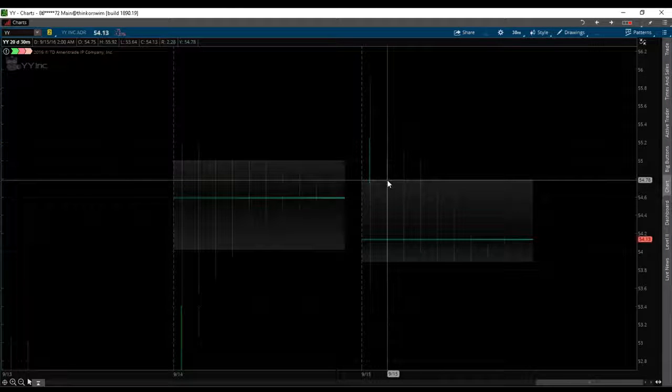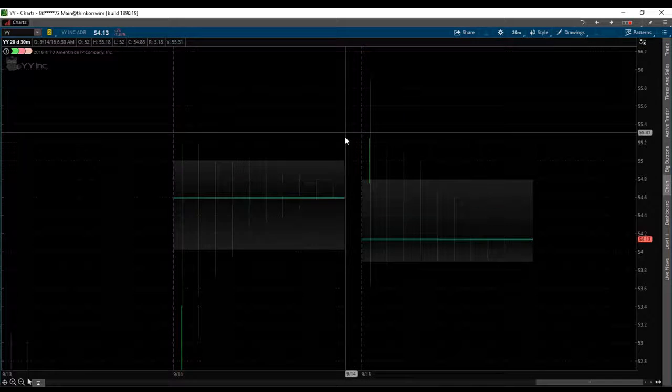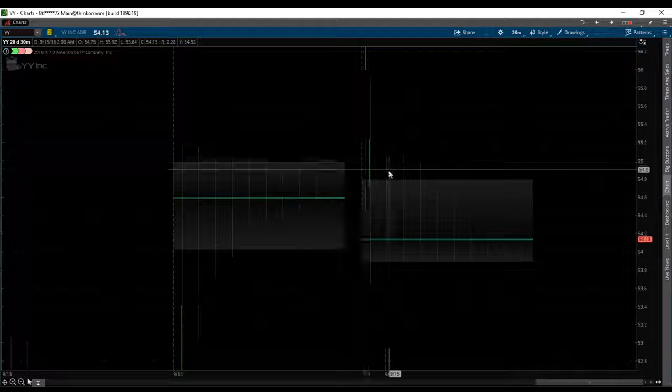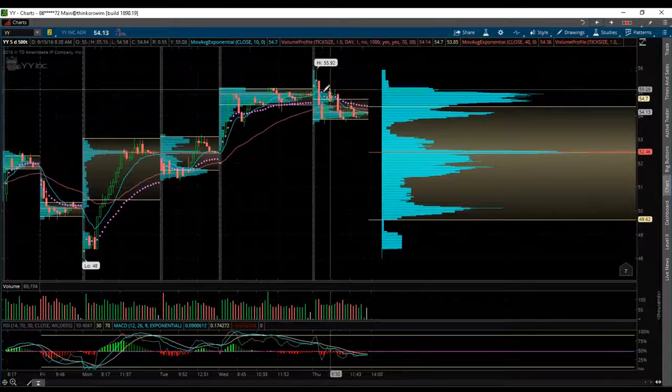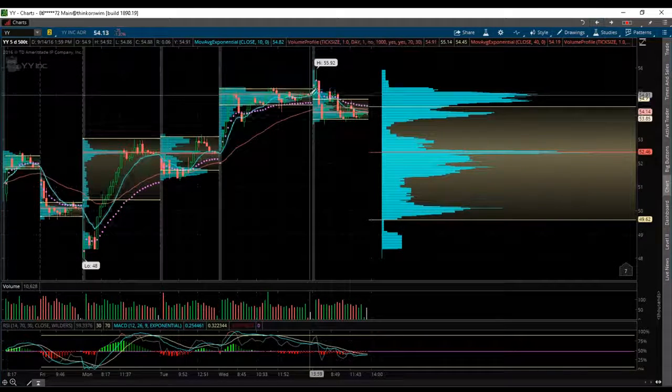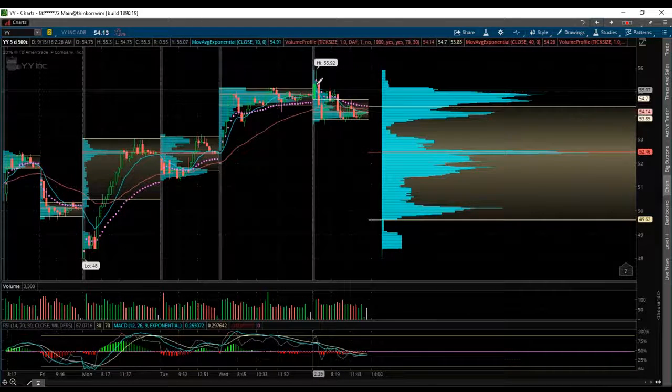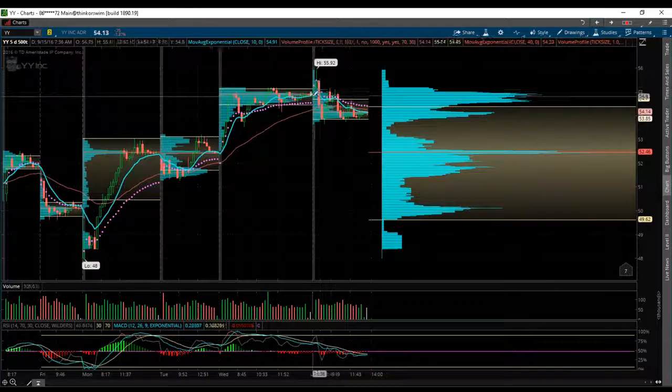Was there news related to this trade today? Anybody know? Nothing news related. Okay, very odd. Then this could be a turn in this auction.